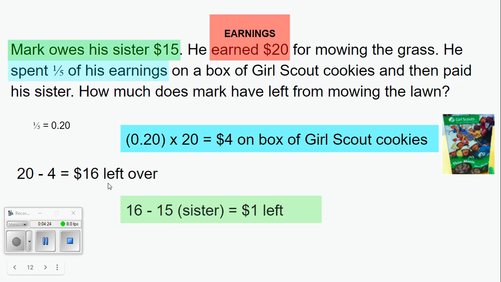Now remember, he has to pay his sister $15. So 16 minus the 15 he owes his sister. Unfortunately, Mark is only going to have $1 left. But that's okay, because at least now he's not in debt. He started out in debt, owing his sister money. And he earned enough to buy himself some cookies and pay her, and still have $1 left over.